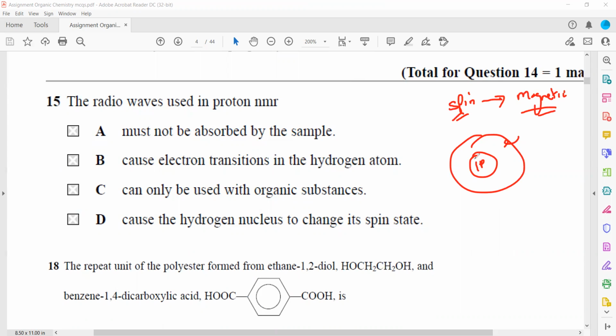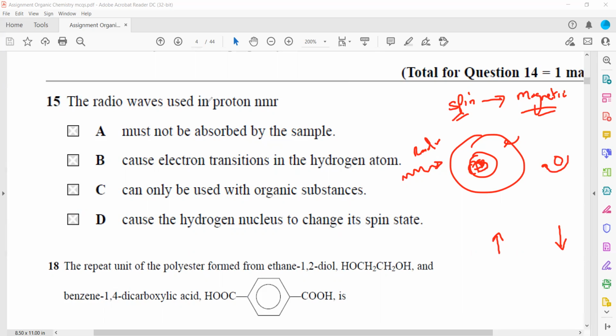So what happened? For example, if this proton is moving anti-clockwise, say the dipole is produced in this manner, but when we pass these radio waves, basically what it does is change the spin of the particle. As a result, the same particle which was, for example, moving anti-clockwise, now starts to move clockwise. As a result of the clockwise rotation, the dipole will also change, or the dipole will be in the opposite direction.